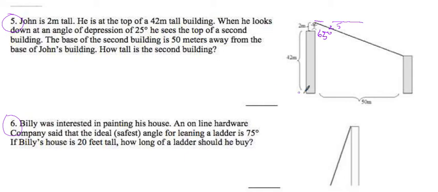The base of the second building is 50 meters away. So I'm going to suggest that you make a right triangle where you can and figure out what you need to do with all these numbers to solve this for the second building, which is the goal of this problem. Okay, so that should get you started, and we'll talk about the answers next class.